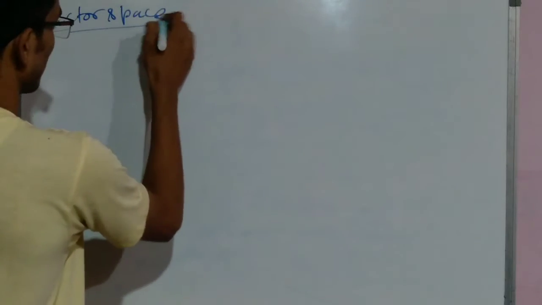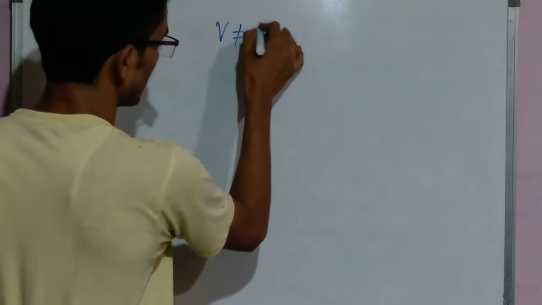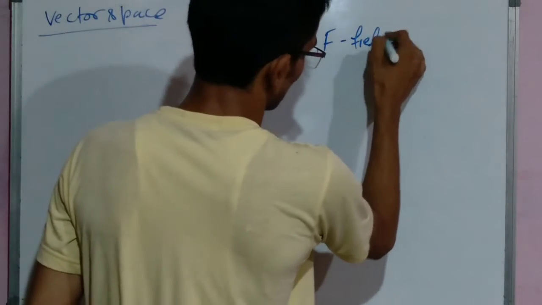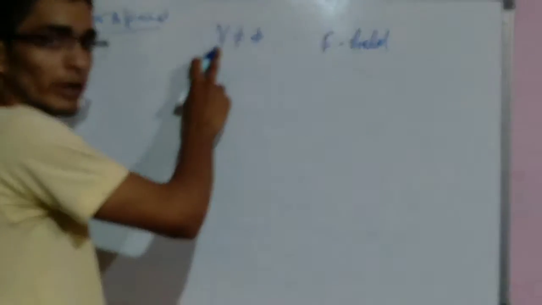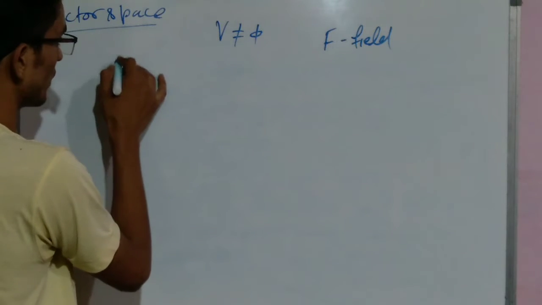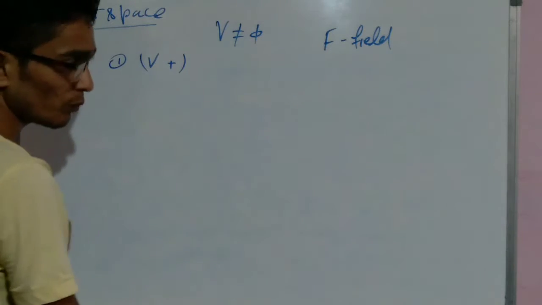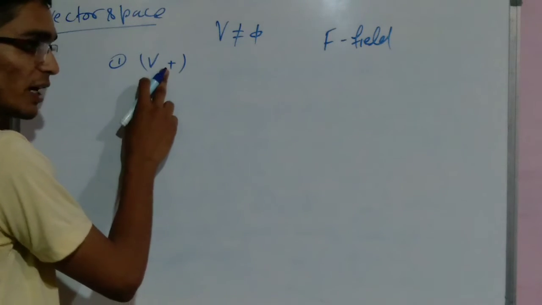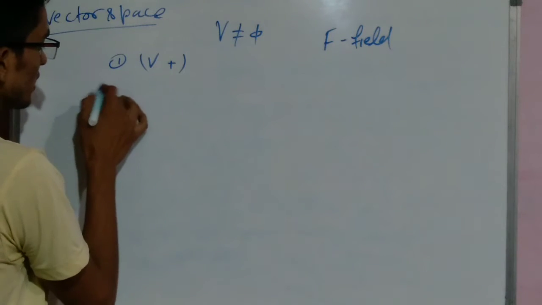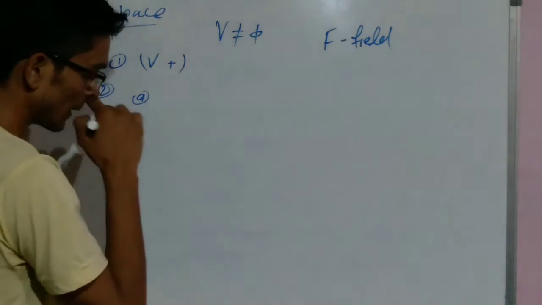You know very well about this. If V is any non-empty set and F is any field, then V is said to be a vector space over the field F if it satisfies the following conditions. First, V is an abelian group for the addition operation.